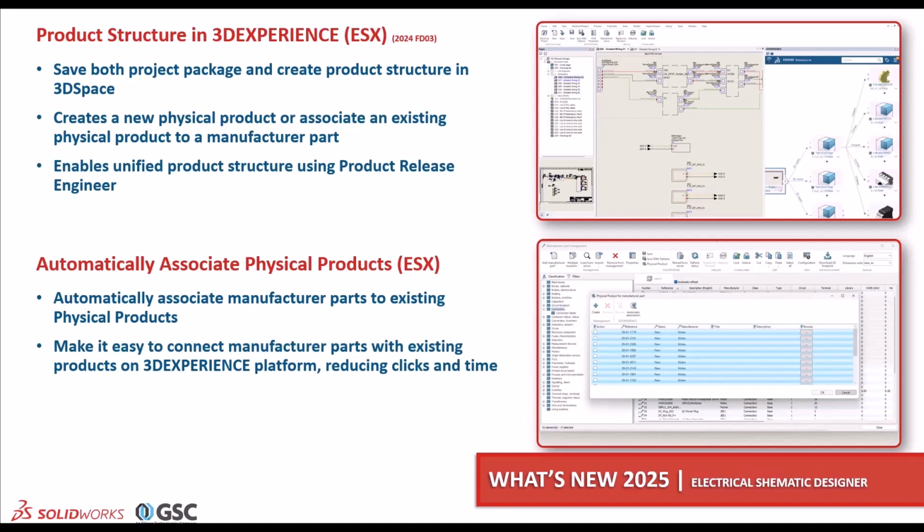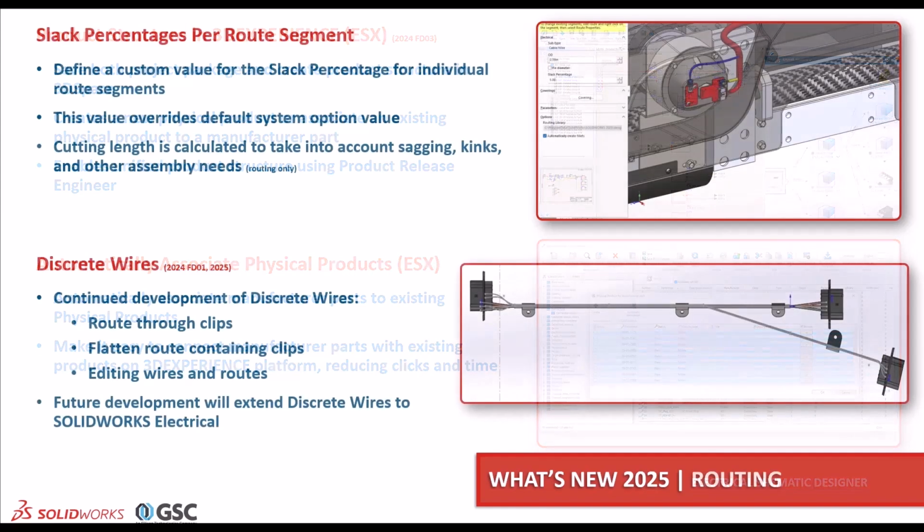Your 3D Experience role for electrical schematic designer is now able to link to or create a physical product in CATIA. And this was realized in 2024 FD3. If you were working on the 3D Experience platform role for the schematic designer ESX and you're a CATIA user, there is now the ability to associate or create new physical products from your schematic, and that is realized as of 2024 FD3.